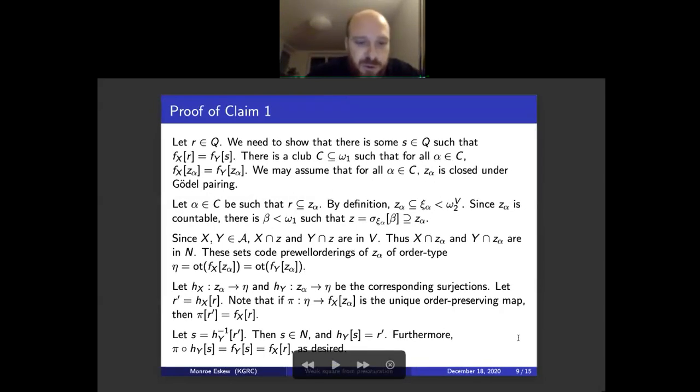Okay, then all we have to do, we can work within the elementary submodel now. We don't have to work with the full objects fx, fy, we just work with the little things hx, hy. So these are small things, and let S be the inverse image of R prime under hy. So we can construct this inside the elementary submodel. That's a member of N. And of course, the forward image of S is R prime. And pi composed with hy, image S, is equal to fy image S, which is fx image R. So, okay, so this is the proof of the claim.